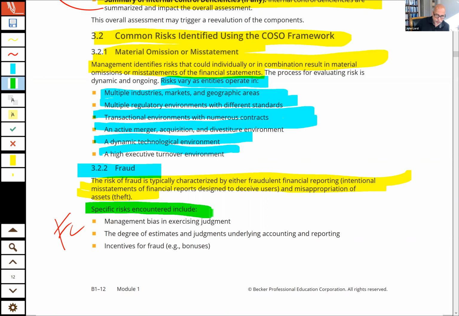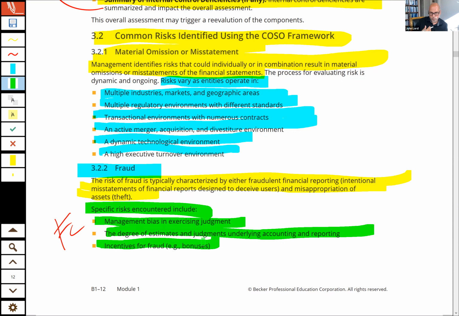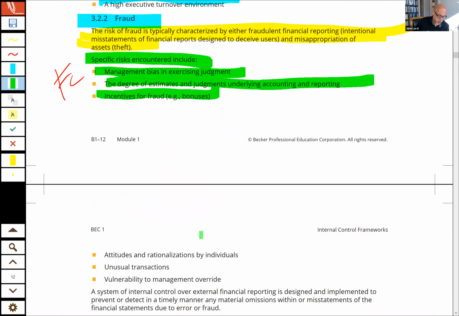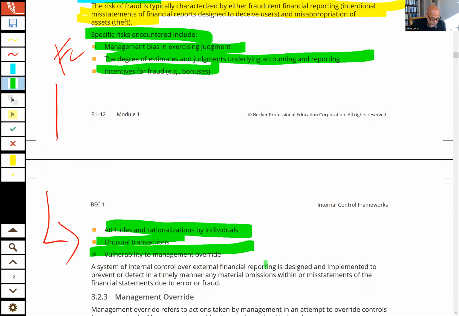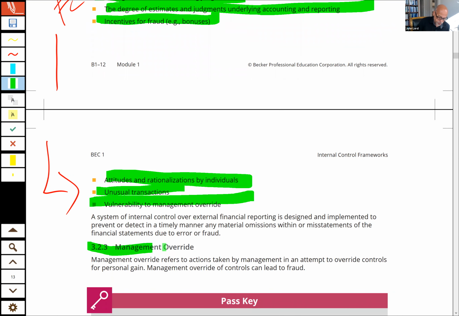Let's go ahead and flashcard some specific risks related to fraud, right? That's fraud is something that, you know, keeps us up at night. So let's just flashcard that. Management bias in exercising judgment, degree of estimates and judgments underlying the accounting and reporting, incentive for fraud, bonuses based on better financial performance could result in financial reporting fraud, okay? Continuing that flashcard onto the next page here, okay? Attitudes and rationalizations by individuals, unusual transactions, vulnerability to management override, okay? So flashcard these components that could be relevant to fraud, but let's go ahead and focus on management override here.